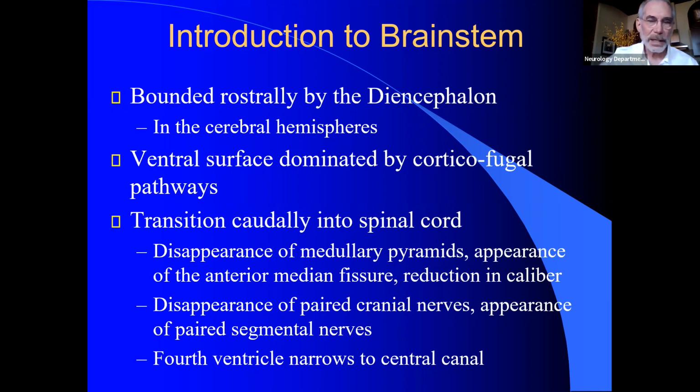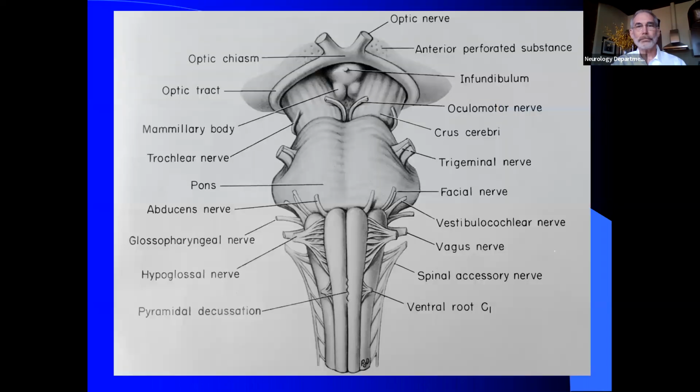Obviously, the medulla is sitting immediately above the spinal cord, so we're going to lose the medullary pyramids. You see an anterior median fissure in the cord. Of course, the caliber and cross-section becomes reduced. The cranial nerves disappear, and in their place, they are replaced by the segmental nerves. And then the 4th ventricle will also disappear and become the central canal.